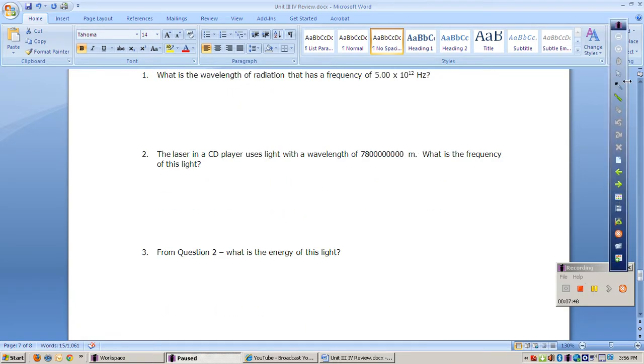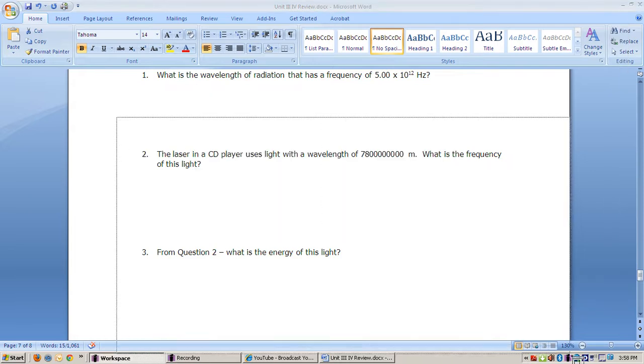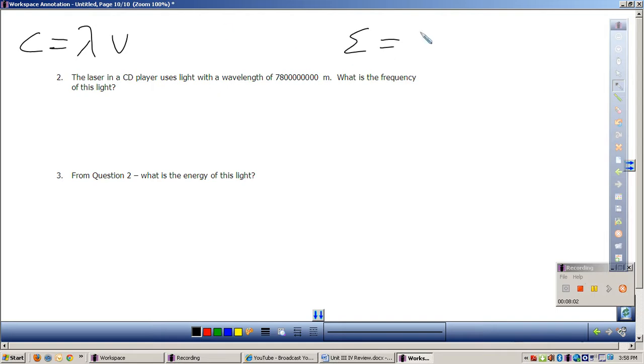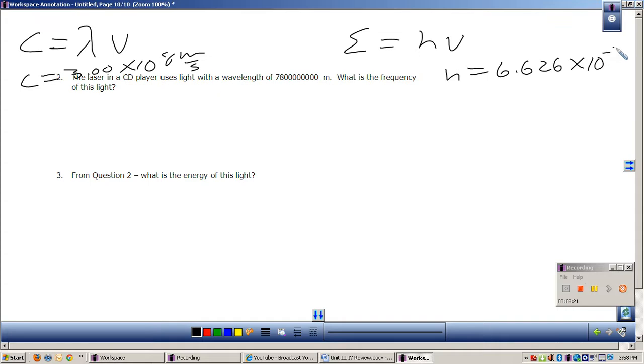So the formulas that you're going to need to use. Anybody remember what the first one is? Starts with a C. C equals lambda V. And the other one is E equals HV. All right? C is a constant. H is a constant. C is 3.00 times 10 to the 8th meters per second. And H is 6.626 times 10 to the negative 34. And the units are joules seconds. It's a weird unit. It's okay.